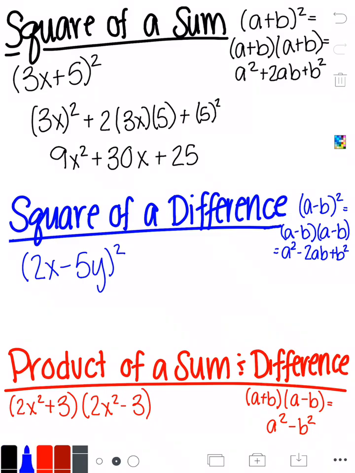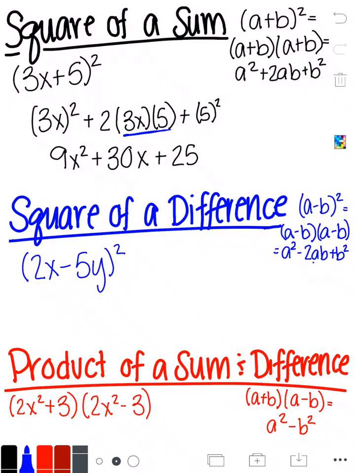The square of a difference we're looking at, so we have a minus b squared. So that's a minus b times a minus b. And then our answer is going to be a squared minus the product 2 times of a and b. So we're going to multiply a times b, multiply that times 2, and then add that to b squared. Up here, looking at this, we did 3x times 5, which is 15x, multiply that times 2 to get 30x. So we're going to do the same thing down here, but it's going to be negative.